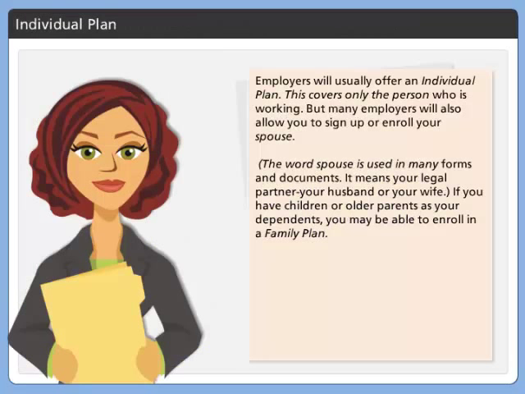Individual plan. Employers will usually offer an individual plan. This covers only the person who is working, but many employers will also allow you to sign up or enroll your spouse. The word spouse is used in many forms and documents. It means your legal partner, your husband or your wife. If you have children or older parents as your dependents, you may be able to enroll in a family plan.